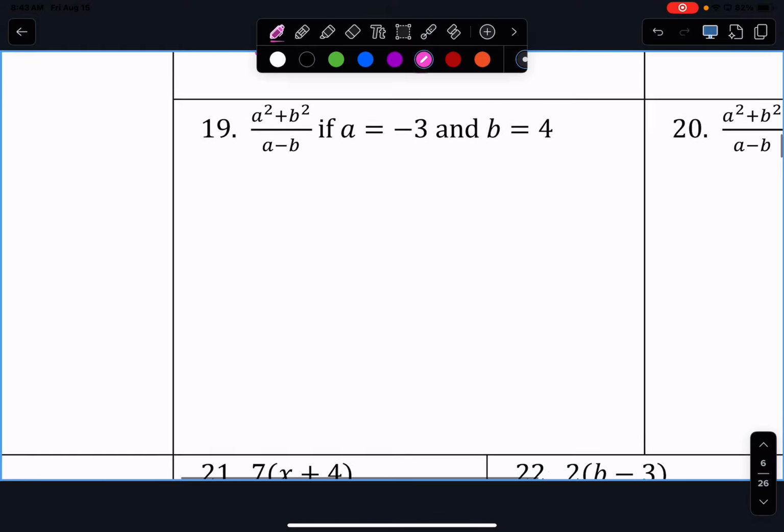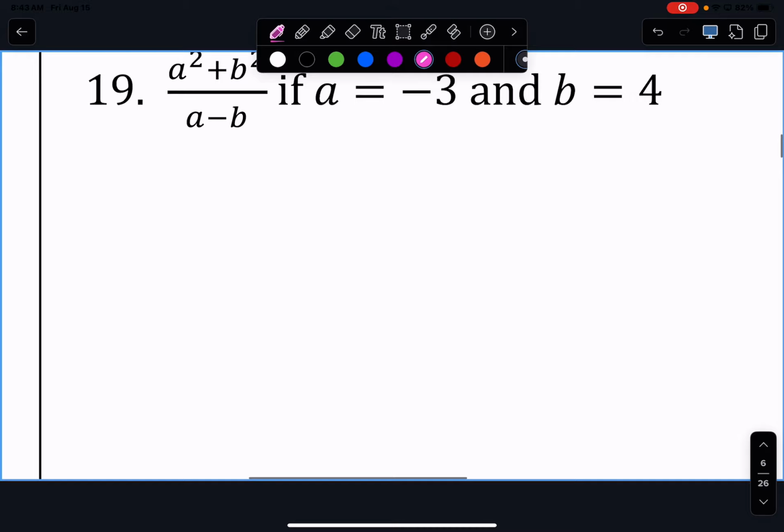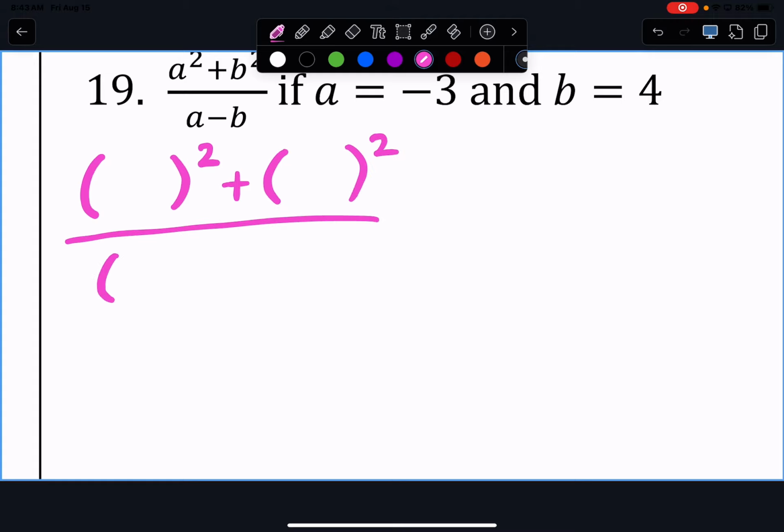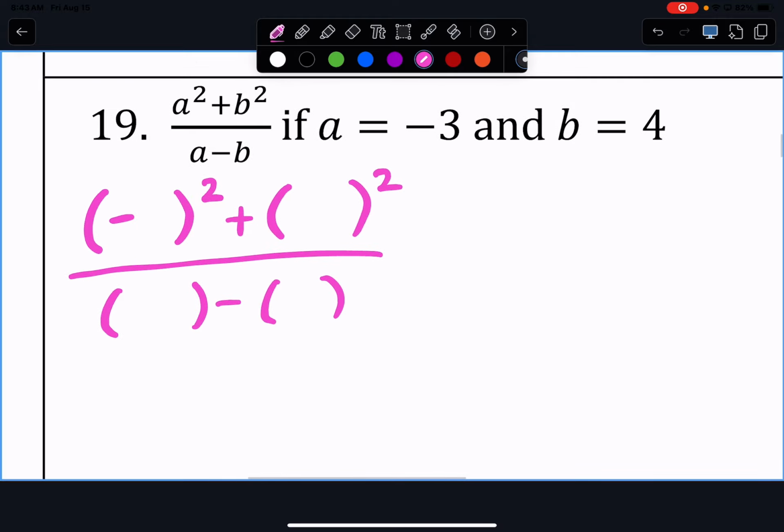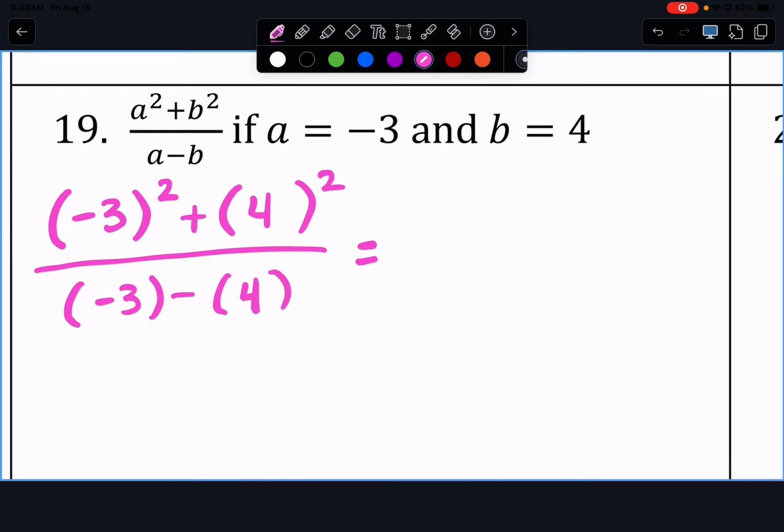All right, now for number 19, let's do this one. We have a squared plus b squared divided by a minus b. All right, so for this one here, what should I plug in for a? What should I plug in for b? What do I do first? Okay, so negative 3 squared is what? Positive 9. Okay, what about 4 squared? What's that?